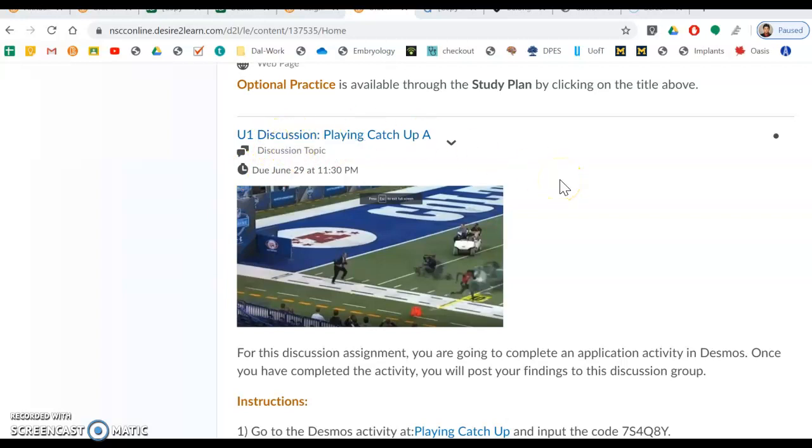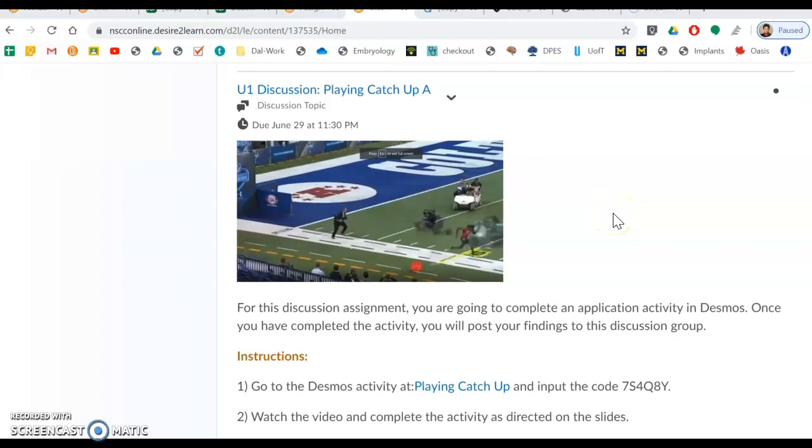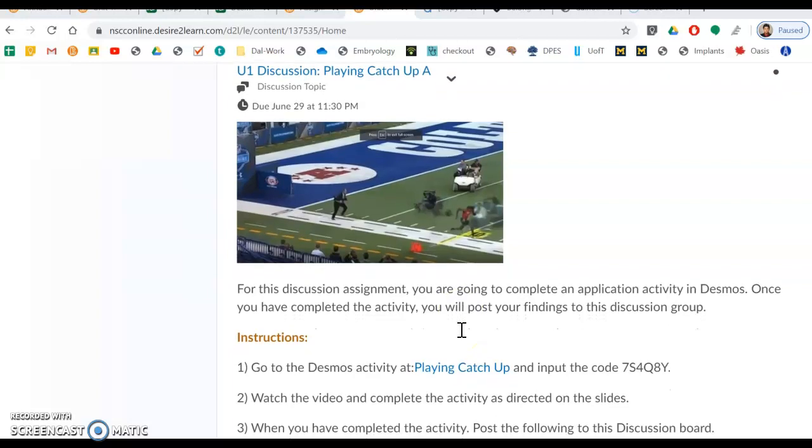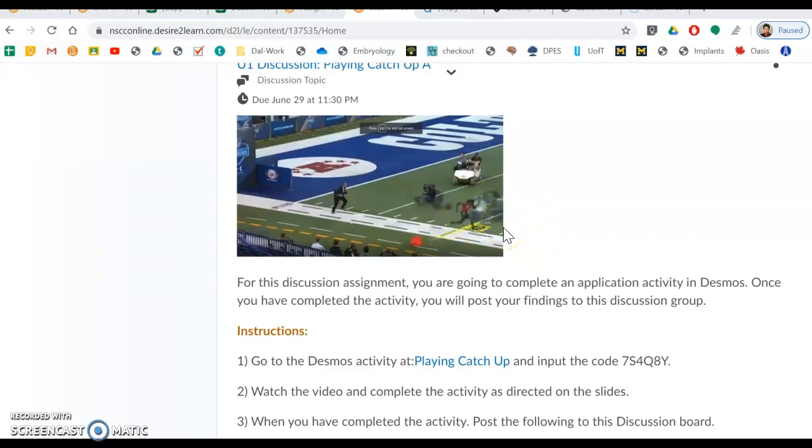I just received a few questions on this U1 discussion, playing catch up, which looks like a very fun assignment. Let's not get too stressed about it. It's something to just learn how to use Desmos and how in real life situations you can use various equations in mathematics.